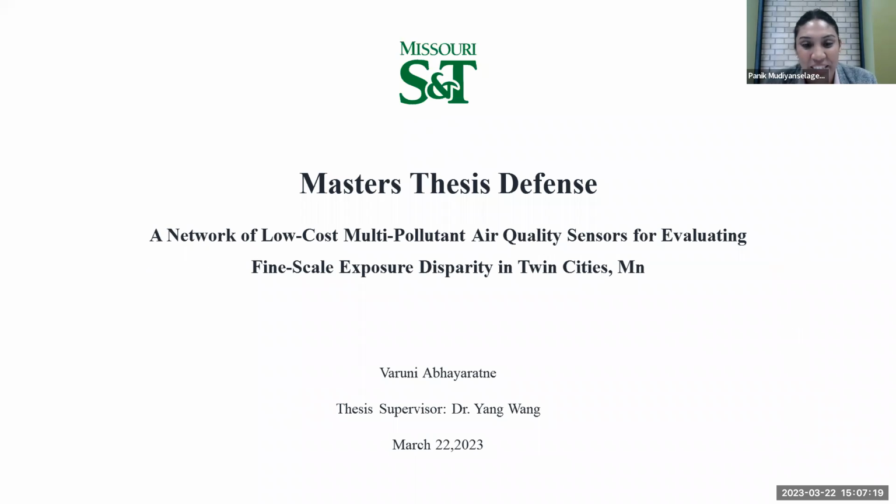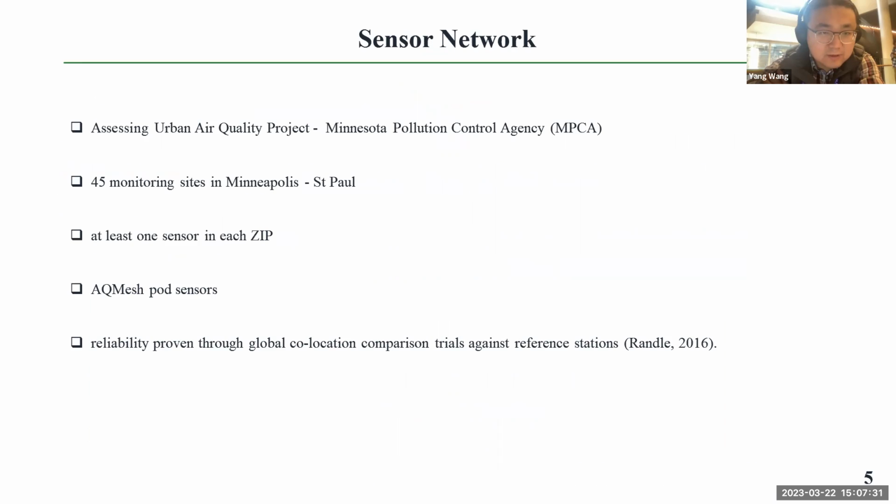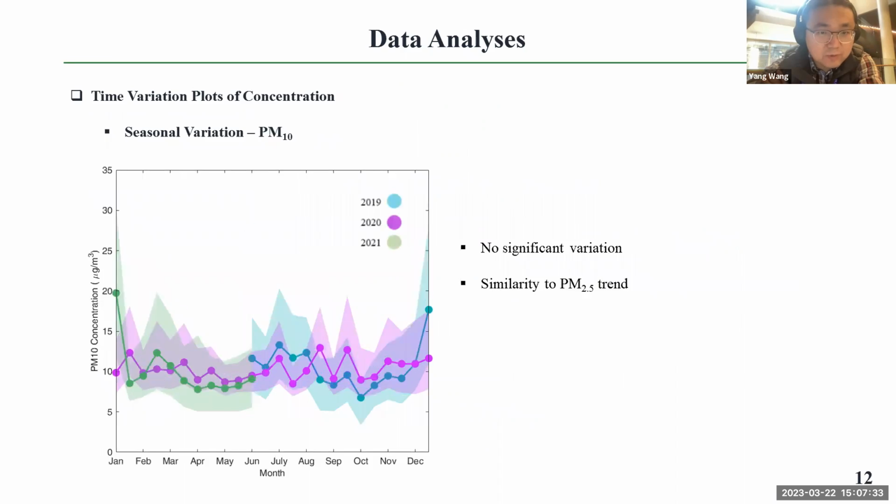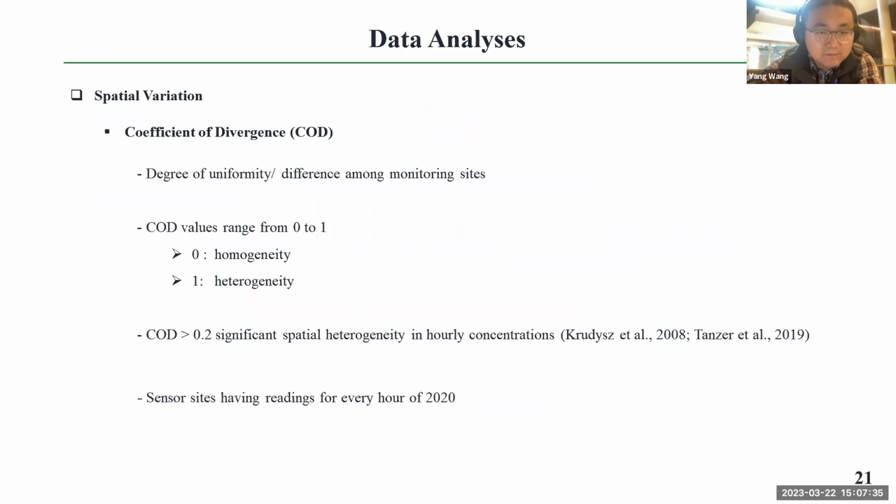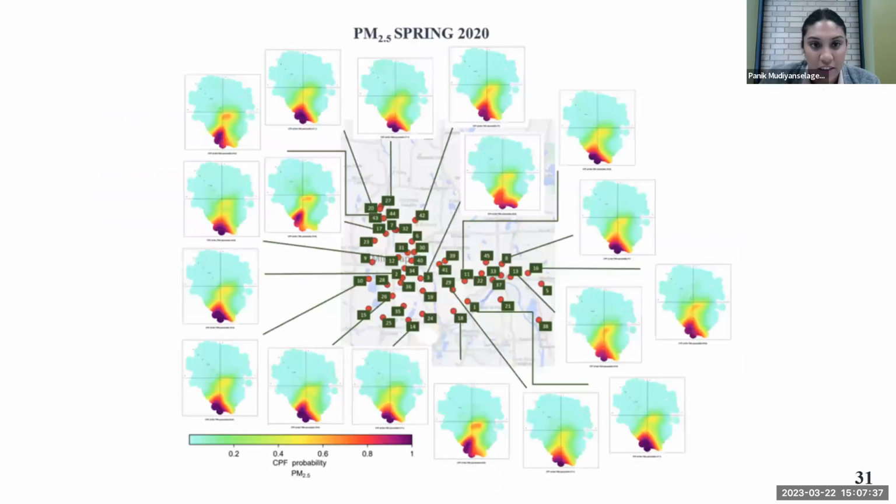Happy to answer any questions. So maybe I will bring up the first question. In the spectral analysis, you show some periodical features for some pollutants, right?